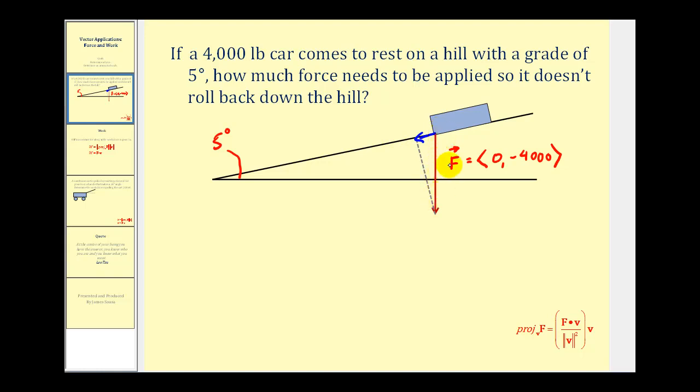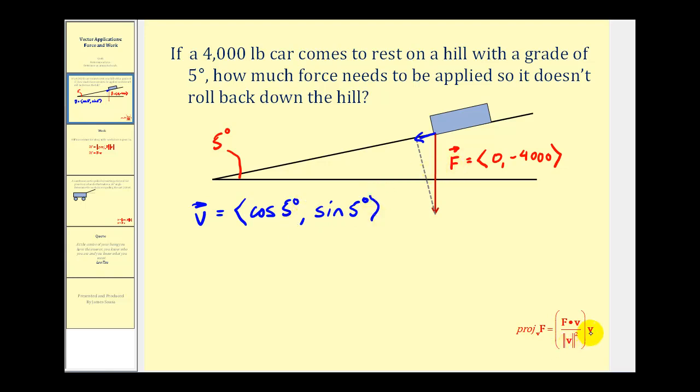So we want to project the force vector onto the ramp, so we need to come up with a vector to represent the ramp. Remember, if we want to project the force vector onto, let's call the ramp vector v, the magnitude of vector v does not affect the projection of f onto v. So we'll go ahead and let the ramp be a unit vector, so we can call vector v, where the x component would be cosine theta or cosine 5 degrees, and the y component would be sine 5 degrees.